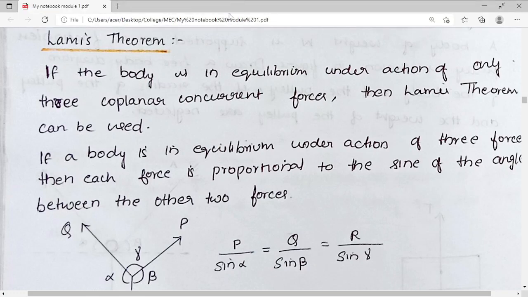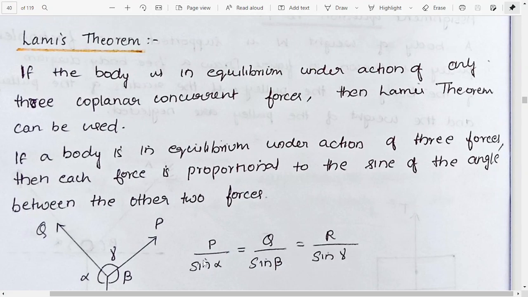Hey guys, welcome back. In this video, we'll be talking about some examples from Lami's theorem. And first of all, we'll just have a brief idea of what Lami's theorem is.